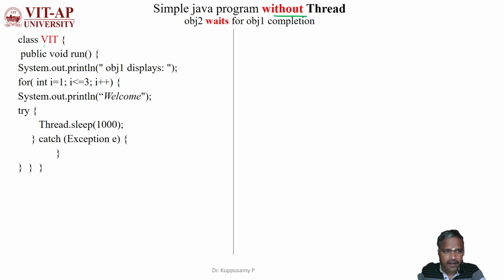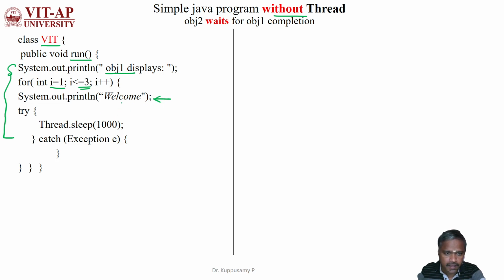So as per that I am defining a user defined class VIT which is having a method run which is performing some action, that is displaying the statement obj1 displays, then which is having a for loop which is executing 3 times, each time displaying the statement welcome.